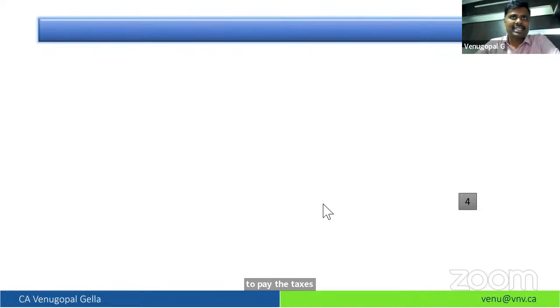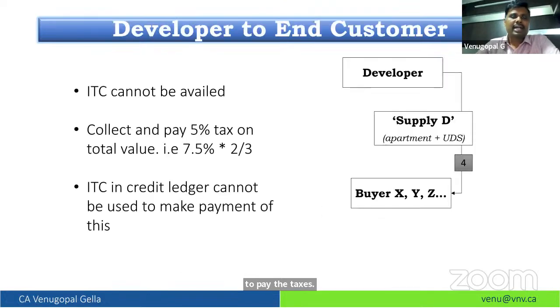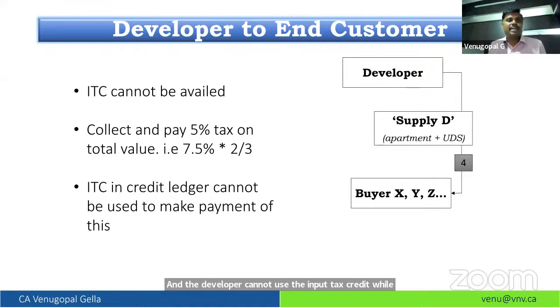So firstly, ITC cannot be availed. So the developer has to pay 5% on the total sale value. It is actually 7.5% on 2/3, since 1/3 is the land deduction. So effectively, it is 5%. And the developer cannot use input tax credit for discharge of this liability; he has to pay it in cash. You may ask this question, if the developer is not even availing ITC, where is this question of paying it through ITC?